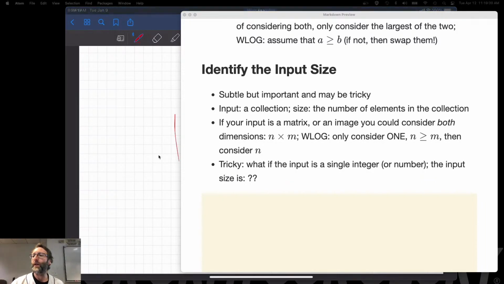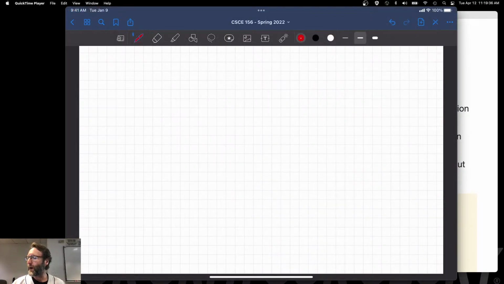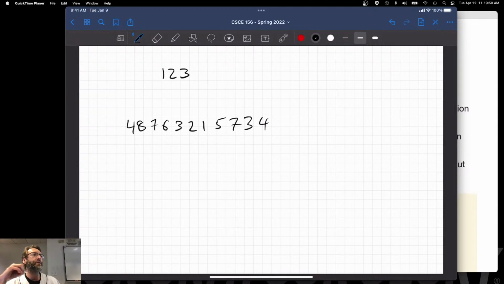All right, so for this, we're going to get a little bit mathy, okay? Is there a difference between the following numbers that I'm going to write down here? 123, and 48,763,215,734. Is there a difference between the size of those two numbers? Hopefully you would say yes. If I said, how many dollars do you want, which one are you going to choose? If I say that you have to give me that many dollars, which one are you going to choose? Hopefully we know that it makes a difference. But what is the difference? How do we quantify that difference?